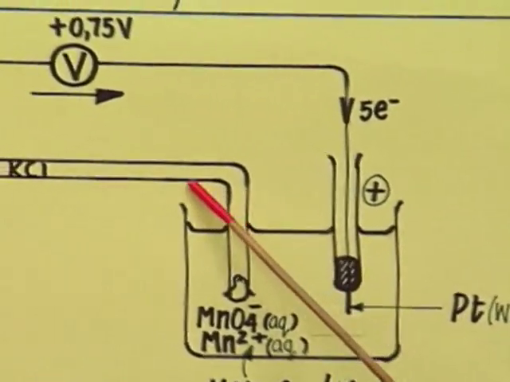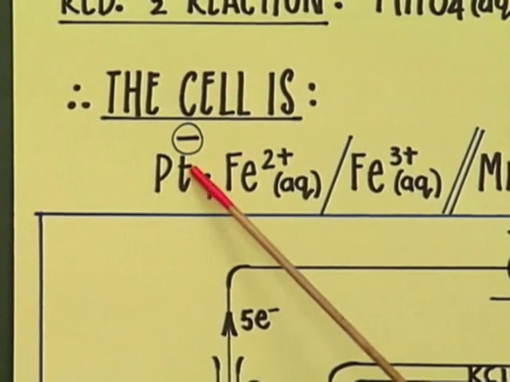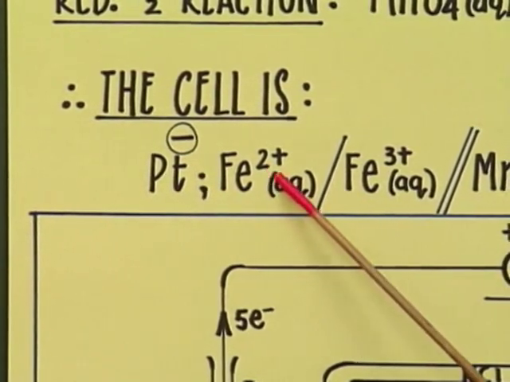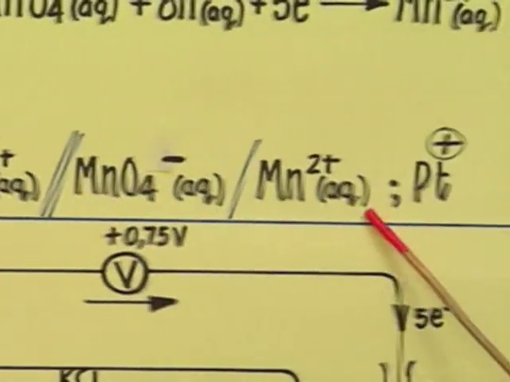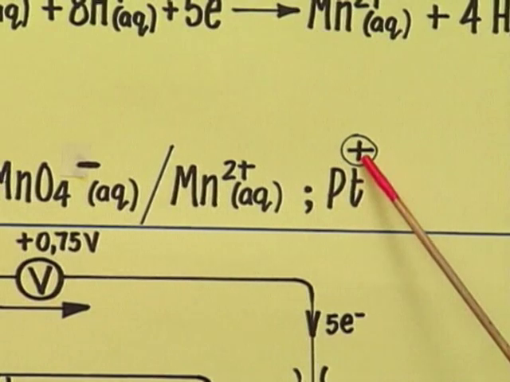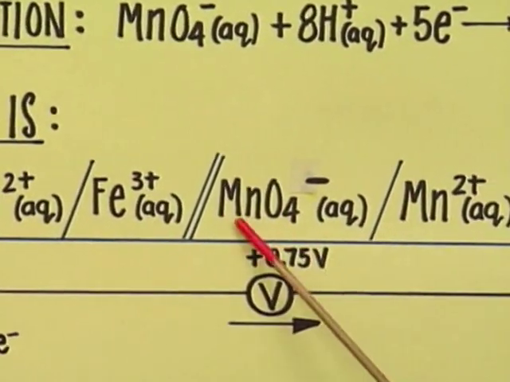So in this case, the cell will be as follows. The negative electrode or anode, where oxidation takes place, is platinum dipped in a solution of iron 2 and iron 3 ions, connected to a salt bridge, and this is in contact with a platinum electrode, which is our cathode or positive electrode, containing permanganate and manganese 2 ions.